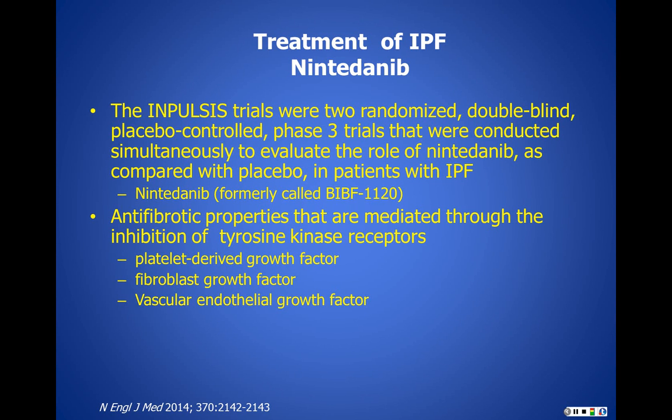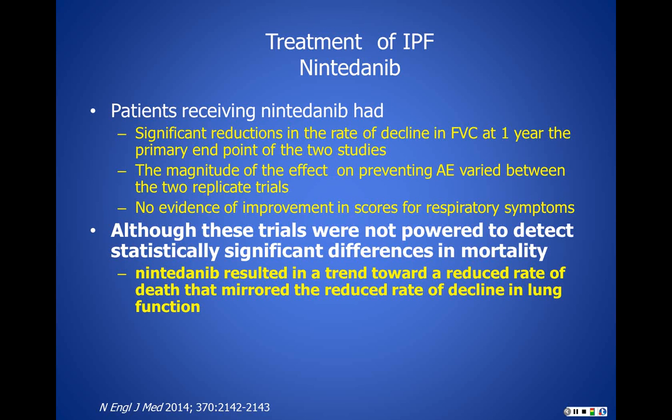Okay. There are 2 trials. These medications were approved in 2014. One of them is nintedanib, okay? It works on platelet-derived growth factor, fibroblast growth factor and vascular endothelial growth factor. And what this medication did, they did not improve the survival, okay? I'm going to tell you that. But they reduced the rate of decline in FVC at 1 year. And it also decreased the risk of acute exacerbation, okay? AE is acute exacerbation, okay?